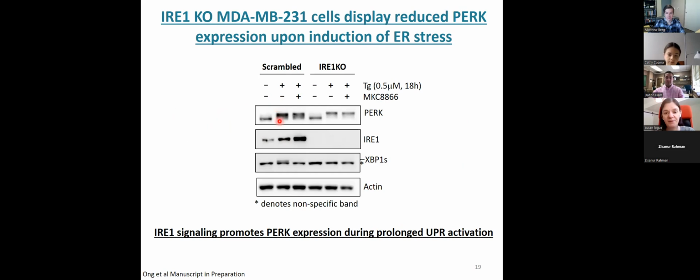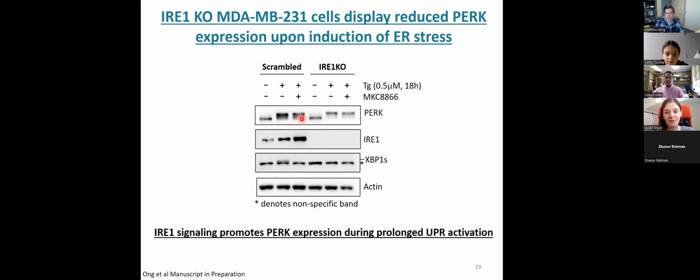And what we found was in our scramble controls, as we had seen in our wild type cells, we get this upshift in PERK following thapsigargin treatment. And we see a switch on in IRE1. So it's just this little band up here. Switch on in IRE1 is shown by XBP1S. XBP1S antibodies aren't great. And the one that we use has this non-specific band that just runs under the XBP1S. So sometimes the blots can be a little bit difficult to get.